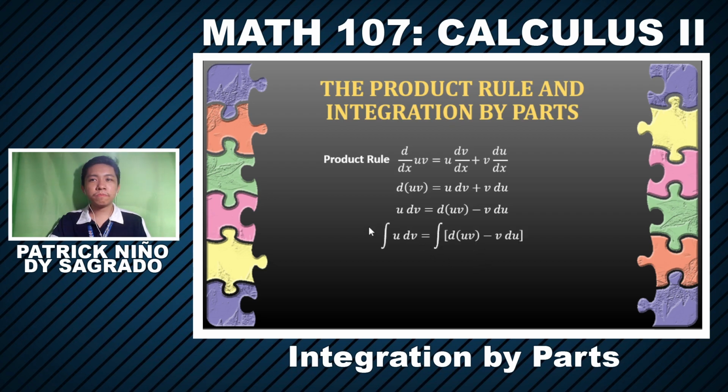We integrate both sides, and by addition rule we can separate the two. But in this case, this d and this integral will cancel each other out. Therefore, we have arrived with our integration by parts equation, which is the integral of u dv is equal to uv minus the integral of v du.